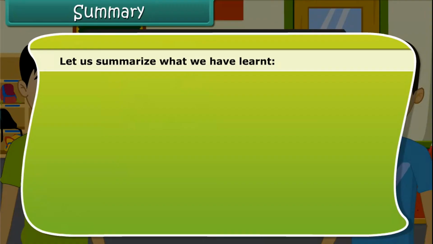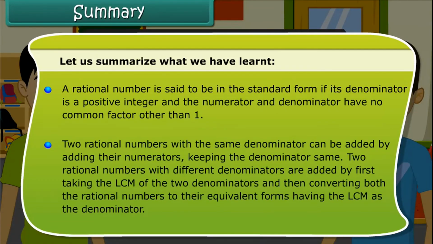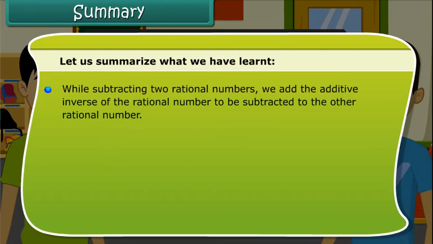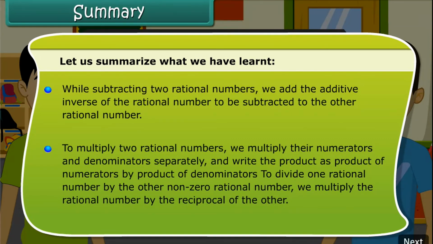Two rational numbers with different denominators are added by first taking the LCM, while subtracting two rational numbers, and to divide one rational number by another, we multiply by the reciprocal.